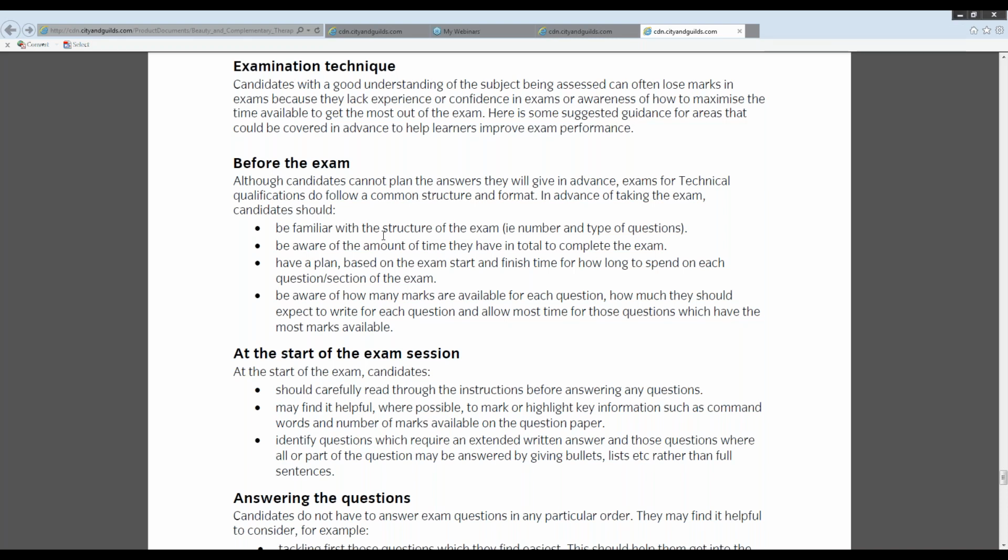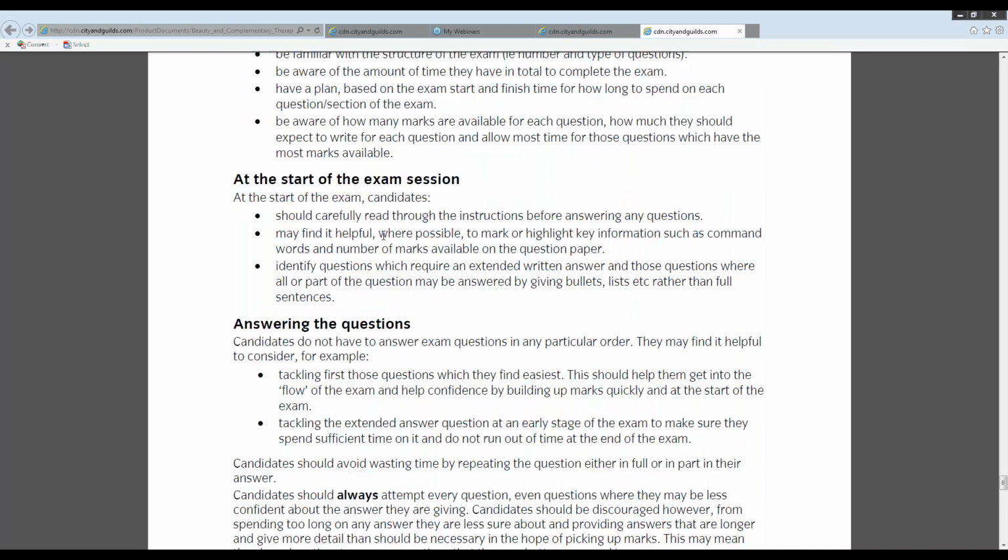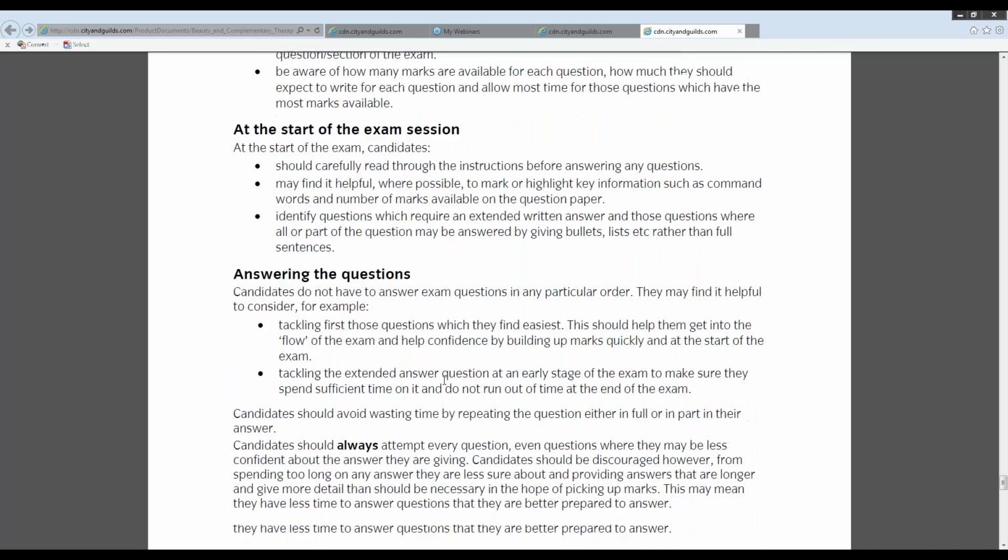At the start of the exam, read carefully through the instructions, making sure that they are understanding, reading those questions thoroughly. It gives you tips on answering the questions, tackling first those questions which they find the easiest. If they go to the first question and it's a health and safety question and they're a bit stumped, then don't start on that question. Start on a question they feel a little bit more confident at.